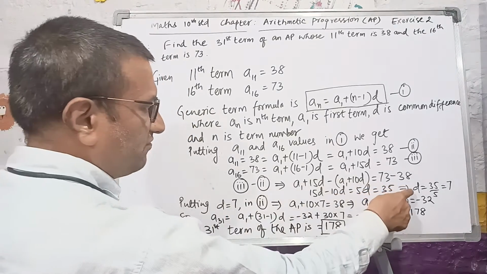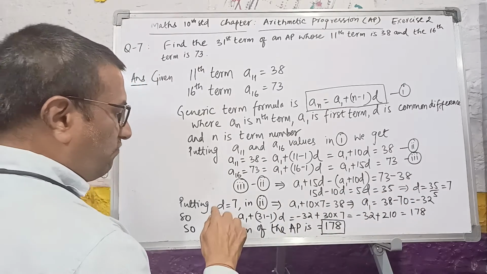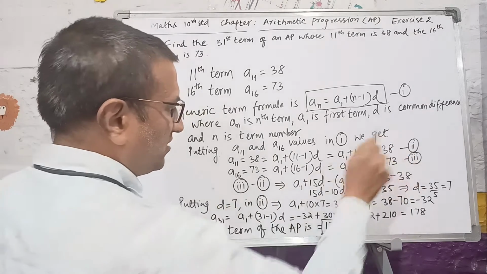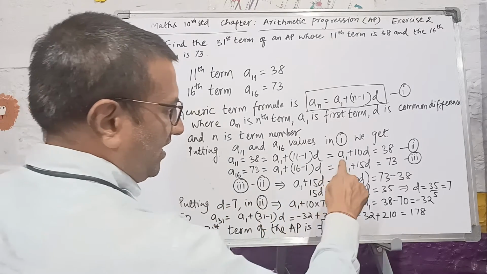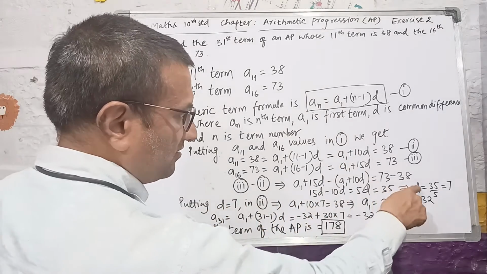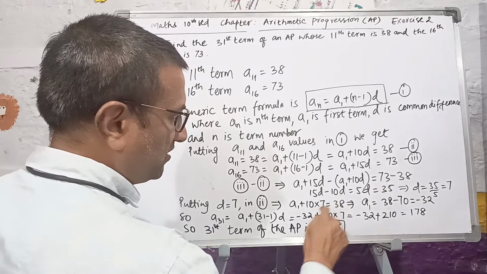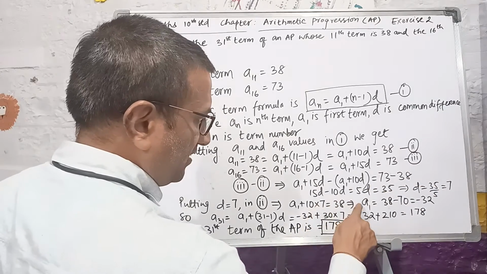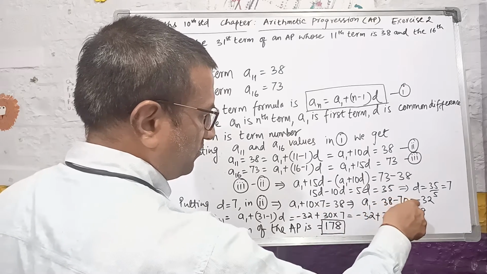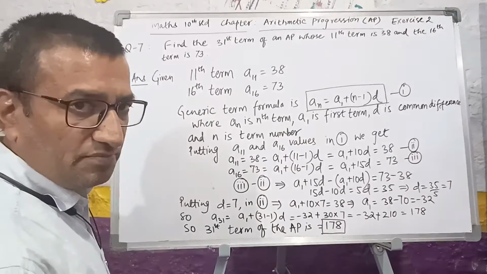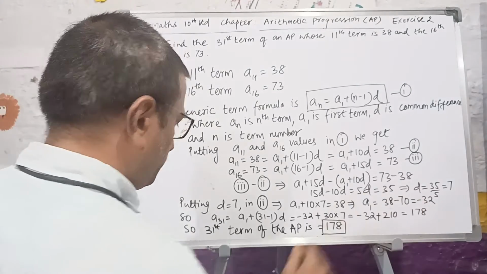Now, using this common difference, we'll substitute the value in first or second or third equation. So we can put it in the second equation. So we'll get A1 plus 10 into 7, since d we have identified as 7, is equal to 38. So transposing, A1 is equal to 38 minus 70, which becomes minus 32. So your first term is minus 32.